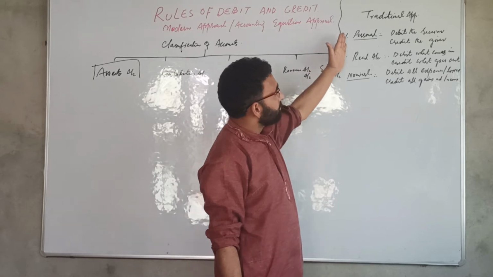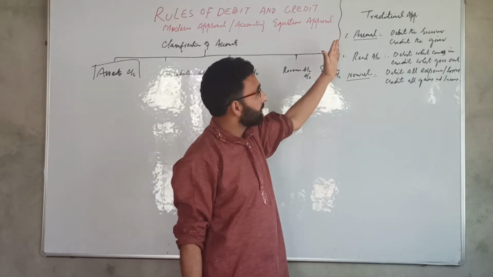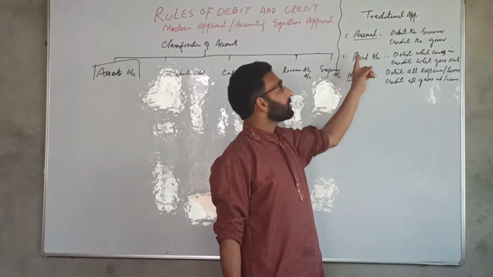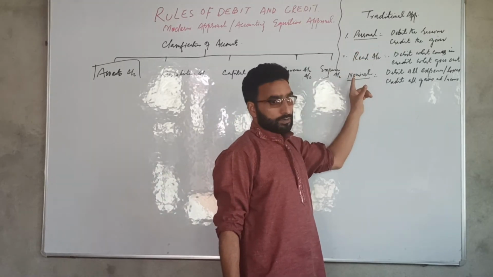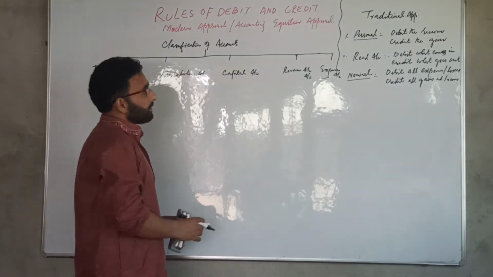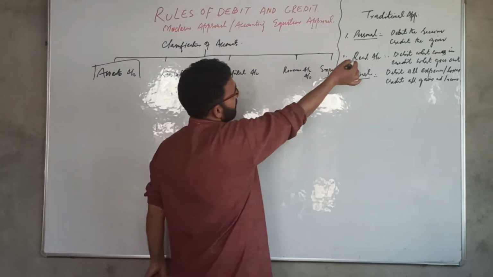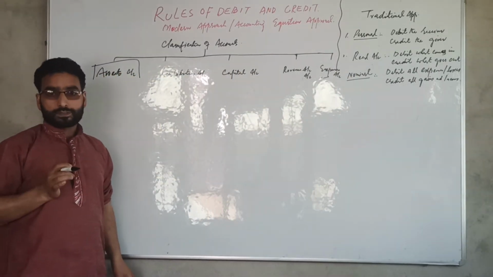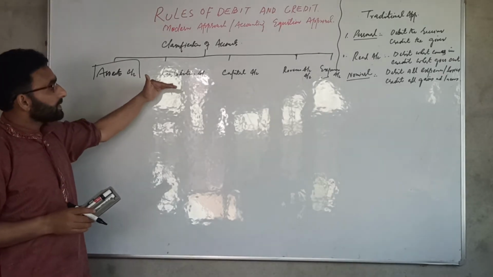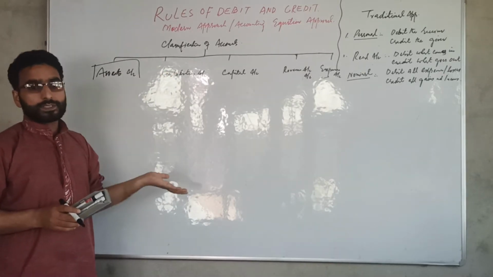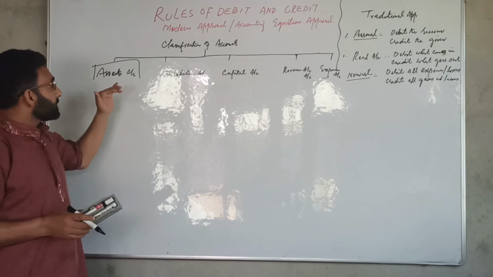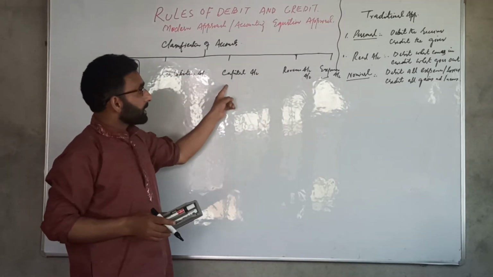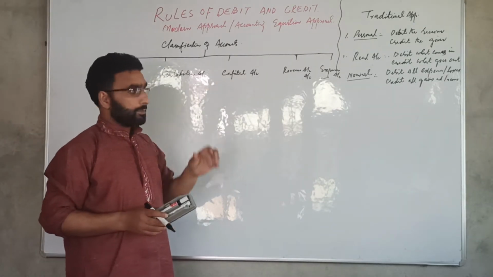In the previous video, as per the traditional approach, all the accounts were divided into 3 heads: personal account, real account, and nominal account. But in the modern approach, we have 5 heads: assets account, liabilities account, capital account, revenue account, and expenses account. For the rule, assets and expenses have the same rule, and liabilities, capital, and revenue, these 3 terms, have the same rule.